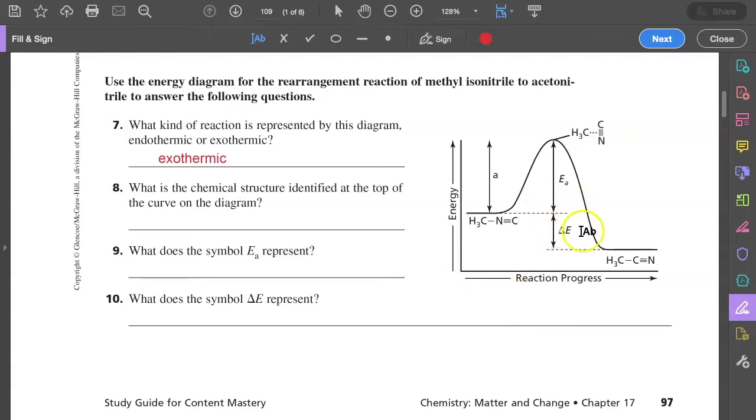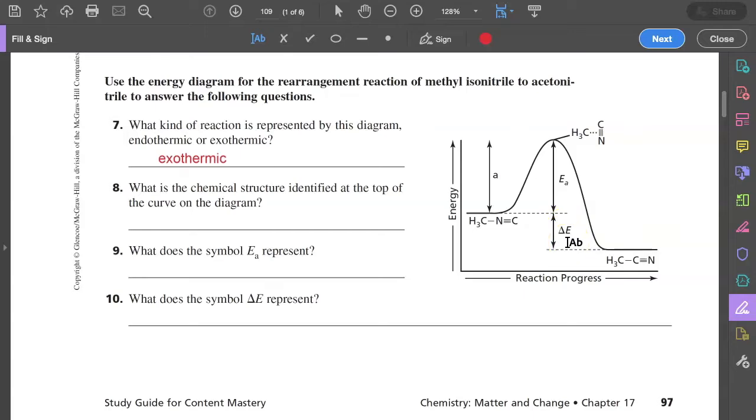Yes, that's right. It's exothermic. You see how the reactants have a higher energy than the products do. Because of that, that means there is a decrease in energy. Energy has been released, and thus it's exothermic.